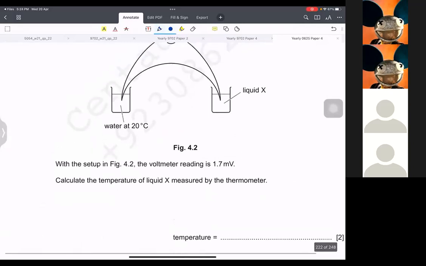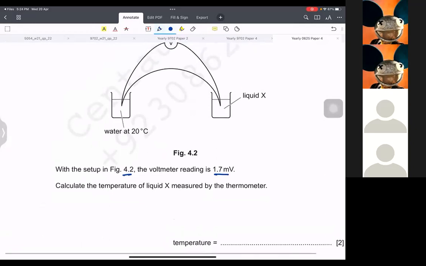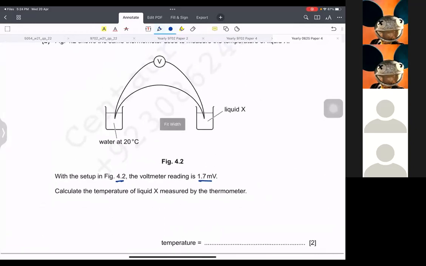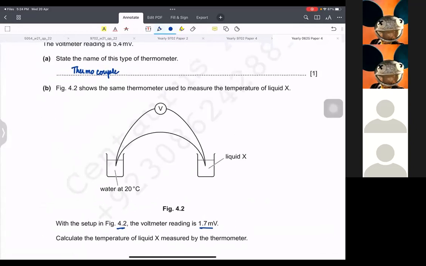Thermocouple. With the setup in figure 4.2, the voltmeter reading is 1.7 millivolts. Calculate the temperature of liquid X measured by a thermometer. Temperature of liquid X. Okay, not bad. Temperature of liquid X we need to find. And we have the voltmeter reading here.